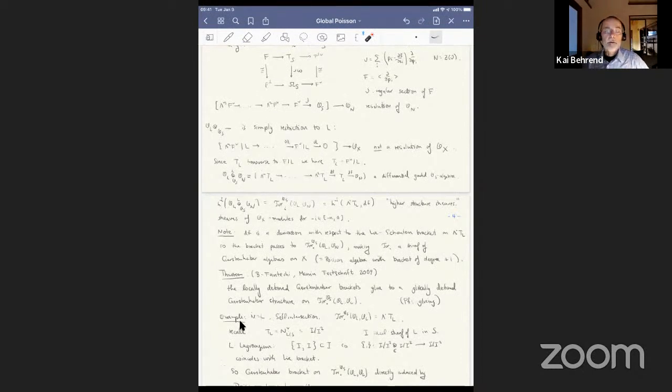An example, let me just briefly mention the self-intersection. If the two Lagrangians are actually equal to each other, the intersection is of course then the Lagrangian L itself.